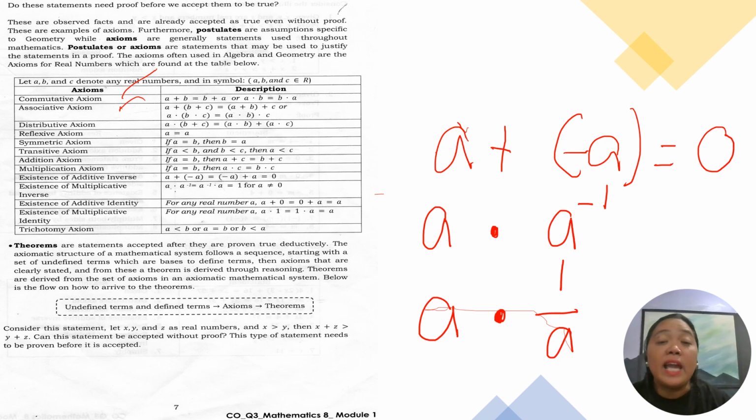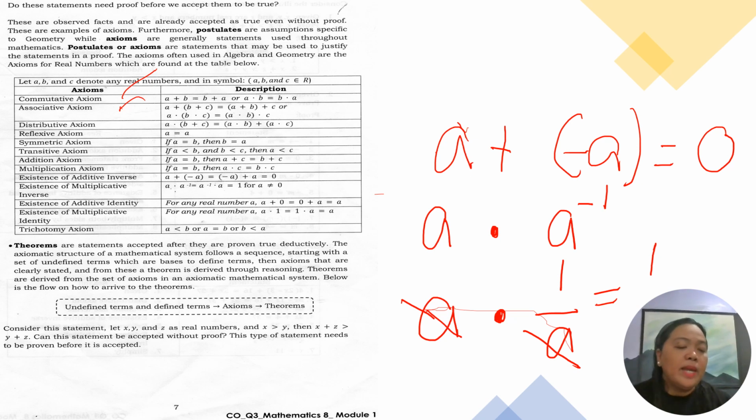Remember, A means A over 1. Therefore, the reciprocal of A is 1 over A. So, the multiplicative inverse of A is 1 over A, or A raised to negative 1. When you get the product of A times 1 over A, that is equal to 1. You may cancel A here and the denominator A. So what remains of our equation is 1. That's multiplicative inverse.